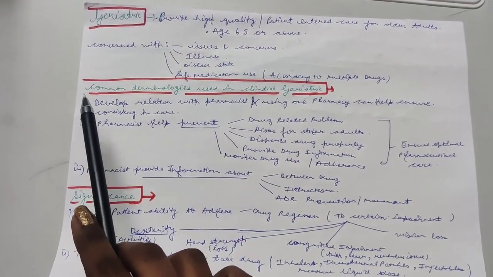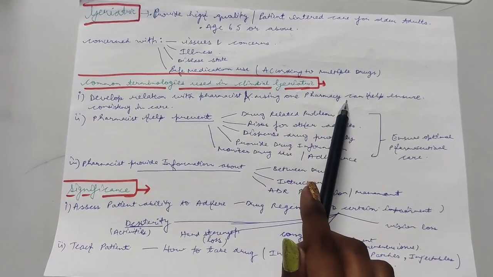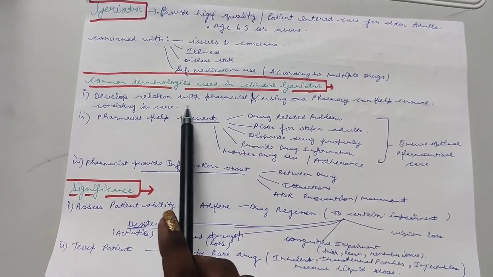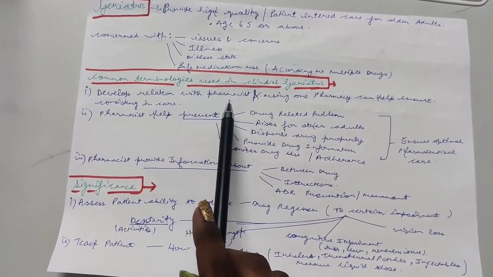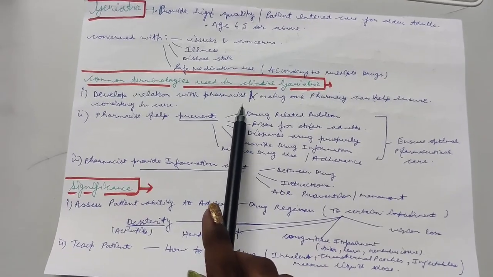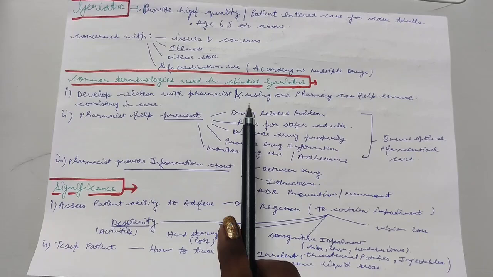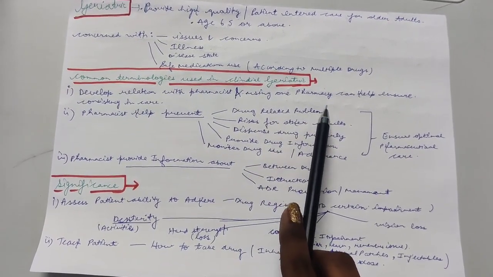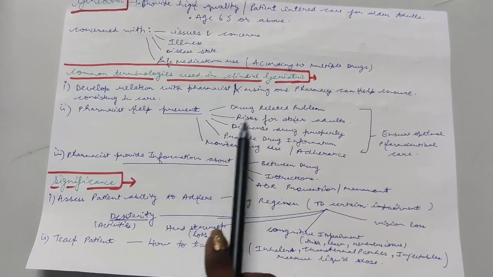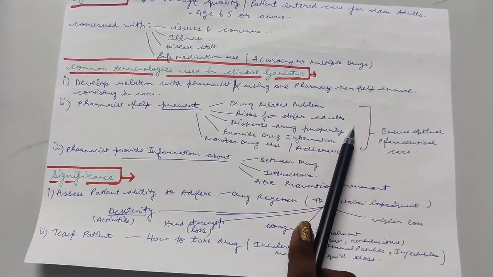Number 1, develop a relation with the pharmacist. Using one pharmacy can help ensure consistency in care. In a hospital there should be a separate pharmacy for geriatrics, because pharmacists can help in preventing drug related problems. If any drug related issue occurs, it can be solved easily. Risk for other adults should also be minimized.